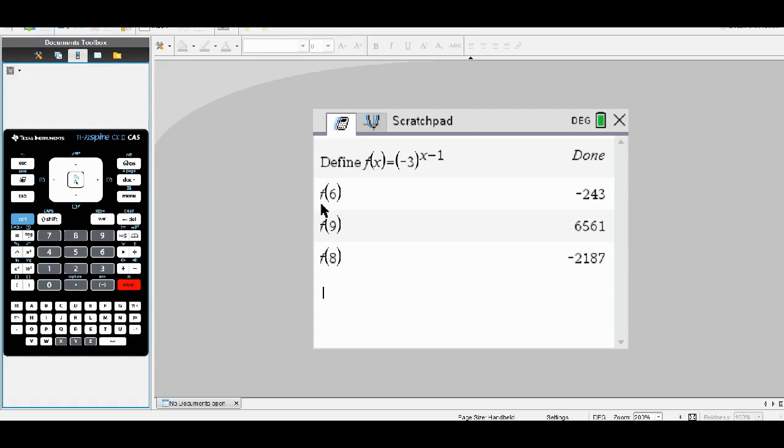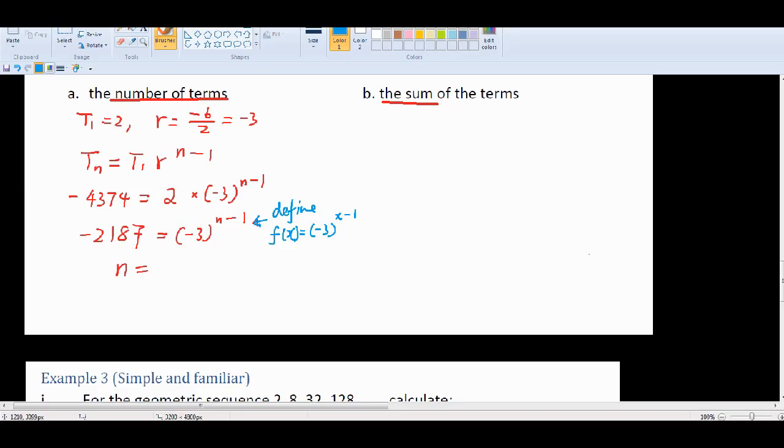So do we need to worry that the answer will be a decimal number like 8.5, 7.3? No, because we understand that n is the number of terms, and so the answer must be an integer, so that's why you can try one by one.